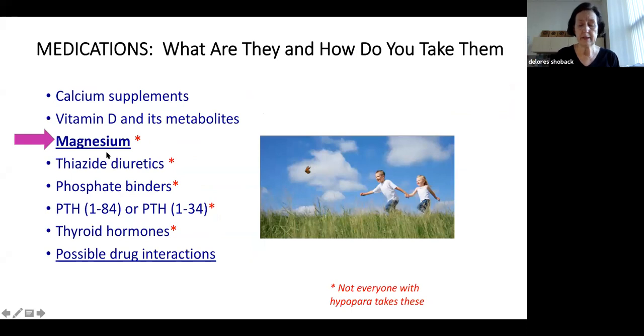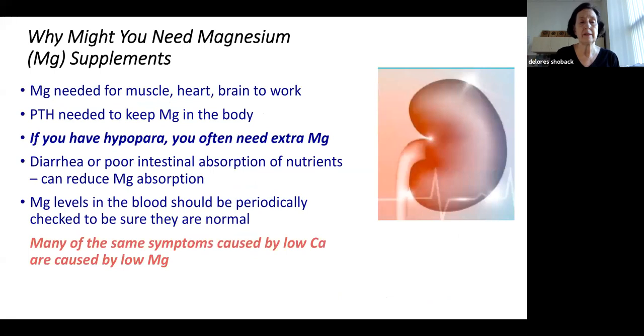Let's move on to magnesium, okay? And normally when we're together, I always ask who's taking magnesium, and usually there's a good solid 30% of the group that's taking some magnesium. So why might you need magnesium if you have hypopara? Well, magnesium is the cousin of calcium, if you will. Your muscles, your heart, your brain, your nerves, everybody needs magnesium to be healthy. But you need some parathyroid hormone to keep magnesium in the body. And many people with hypopara often need to be given extra magnesium.